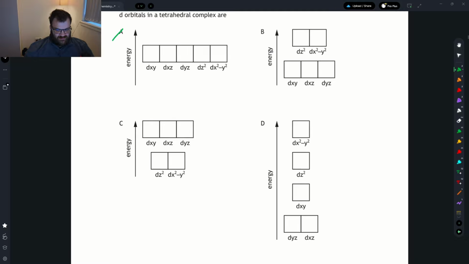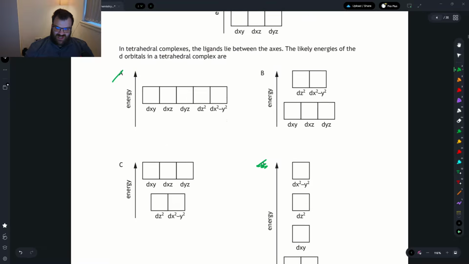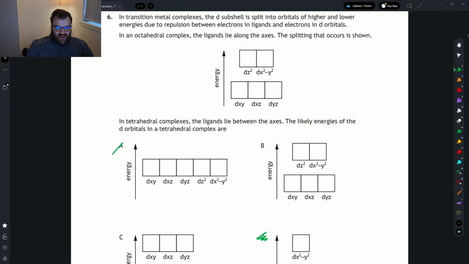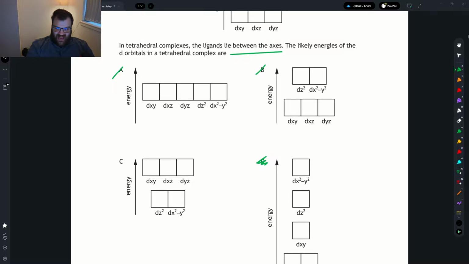I'm going to go for a splitting. Now, a big part of me just wants to get rid of this one because it looks absolutely horrific. There will probably be a reason why it's not that, but it just looks wrong in all ways, shape, or form. The ligands lie along the axes in the octahedral, and then between the axes in this tetrahedral one. So it's unlikely that they're going to be split in the same way as each other because there's a difference in their orientations along the axes. So our correct answer is going to be C, is what I'd go for there.